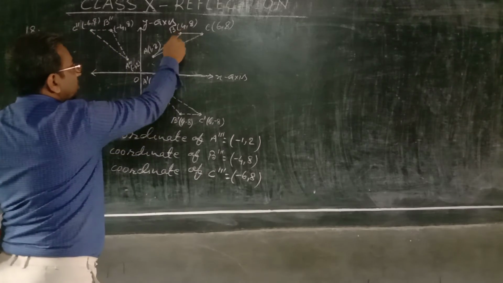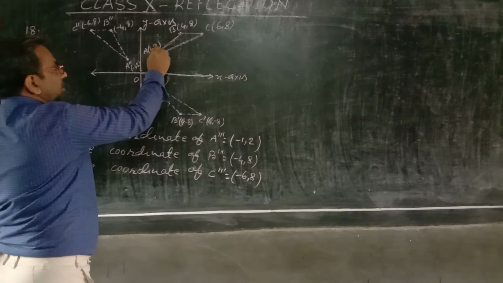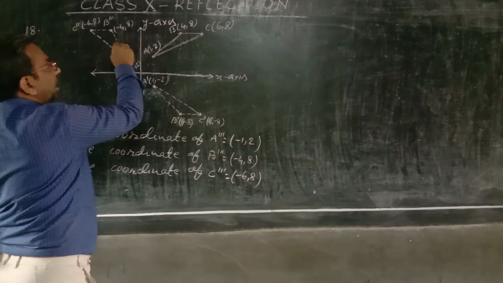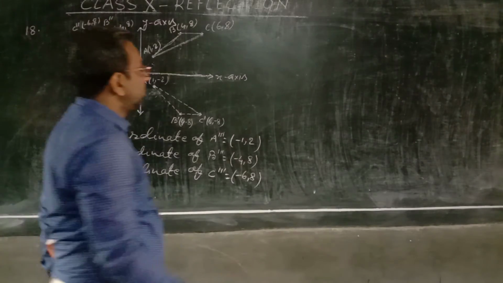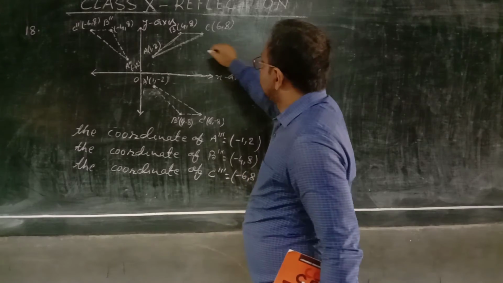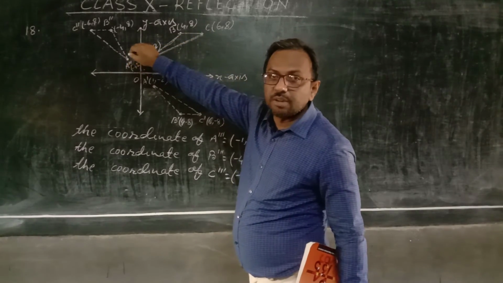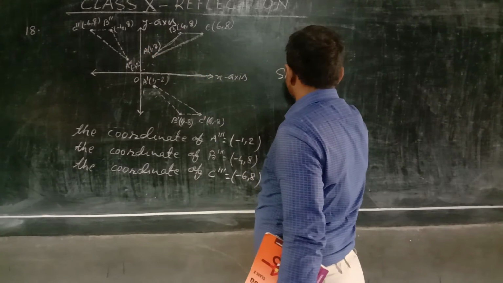So through which axis you will reflect this object? Your answer should be, this will reflect through Y axis. So you can reach to the final image A double dash, B double dash and C double dash. So single transformation, I am writing here, single transformation of ABC onto A double dash, B double dash, C double dash is reflection in y axis. That is single transformation.